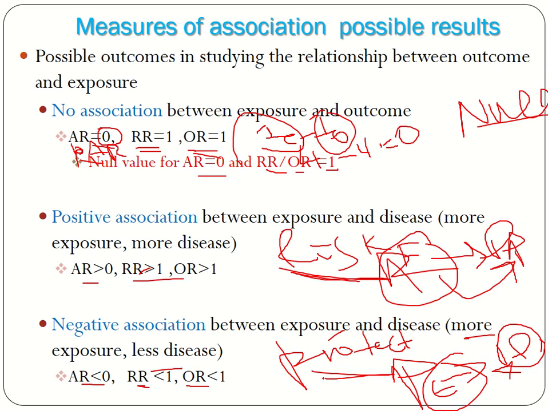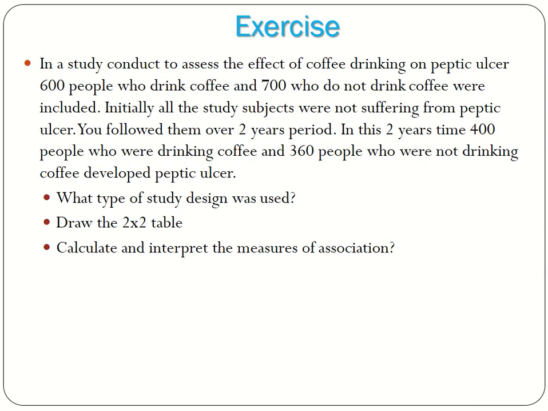So these are the three possible outcomes from measure of association when we are calculating strength of association. So let's see one example. In a study that's conducted to assess the effect of coffee drinking, which is the exposure, on peptic ulcer disease, which is the outcome, 600 people who drink coffee, and 700 people who do not drink coffee were included.